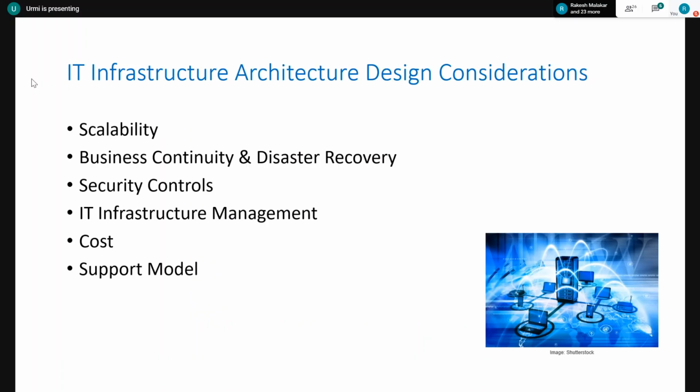All right, moving on. So, IT infrastructure architecture design considerations. As you are pulling the solution together for the case, or even if you're going to be working at a place as an architect, some of the things to think about as an infrastructure architect, or even as a solution architect, for infrastructure design are scalability, business continuity, security controls, IT infrastructure management, the cost, and the support model.